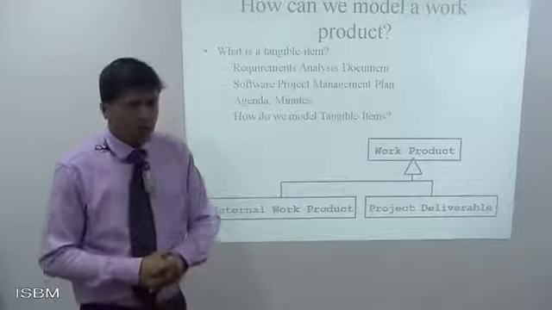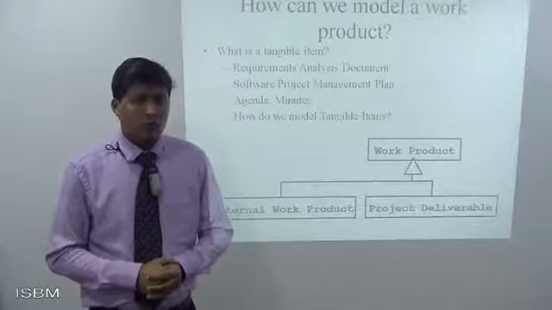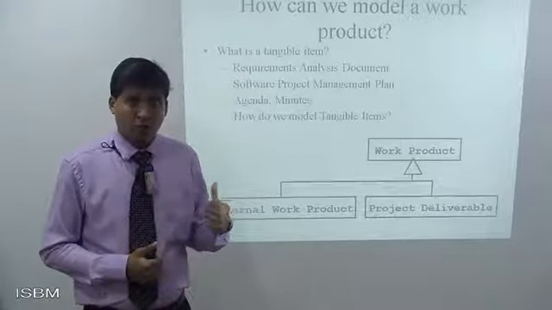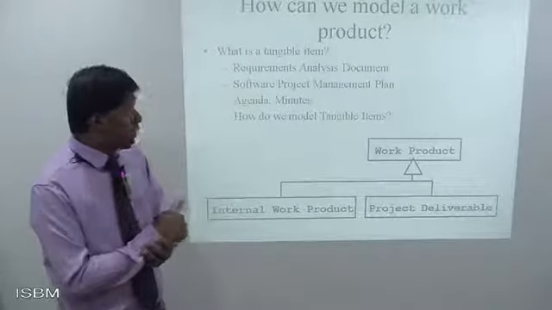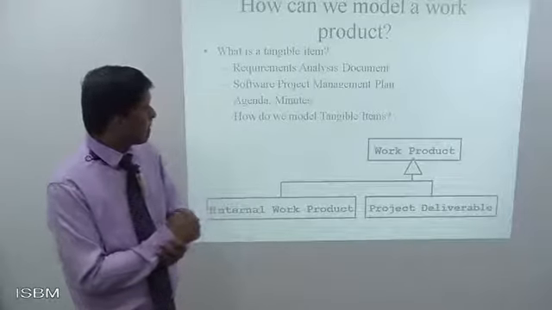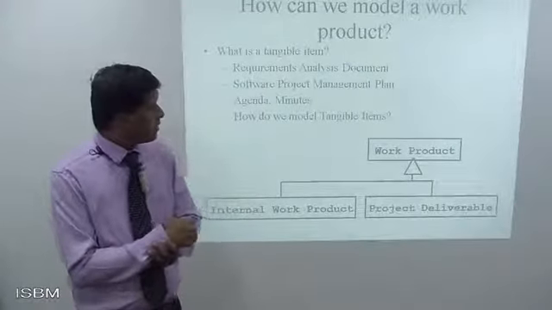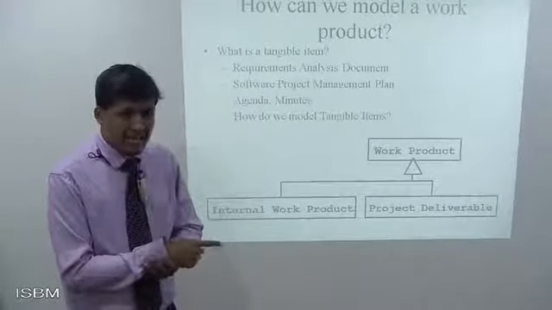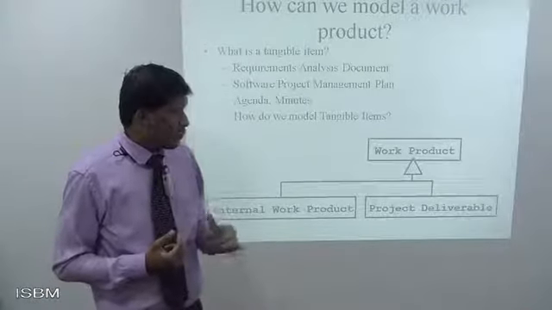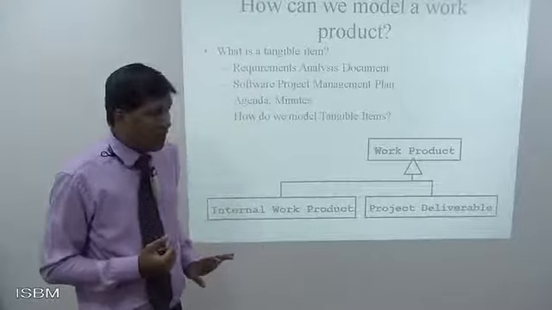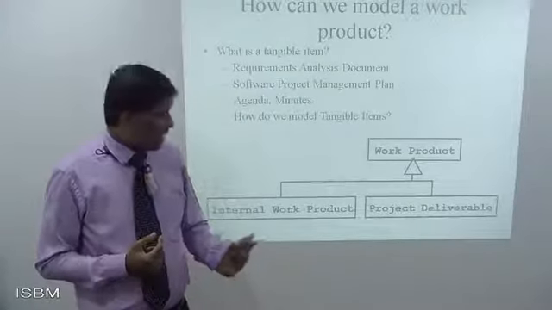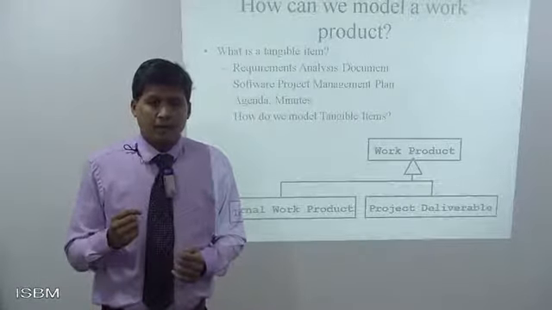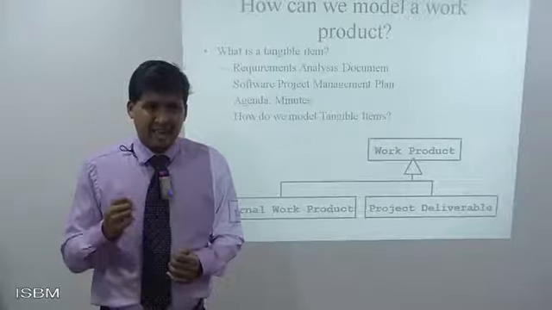How can we model a work product? Now we saw how to define a work product. Work packages are specifications, work products are tangibles. So what is a tangible item in a work product? Requirement analysis document is done, software management plan is drafted, agenda and minutes are put across, and how do we model tangible items? So work product is actually a function where internal work products and project deliverables are accounted for, and we come to tangible things. Work product, we are very clear, has to come with a tangible.